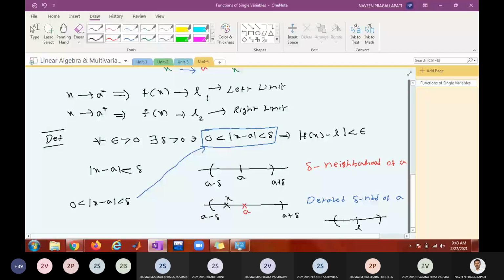This is not L minus epsilon, this is L plus epsilon. So here f of x. If x is here, the f of x should be here. For every small neighborhood of L, you should be able to find a deleted neighborhood of a, such that whenever you take a point in this delta neighborhood, its image should fall in the epsilon neighborhood of L.